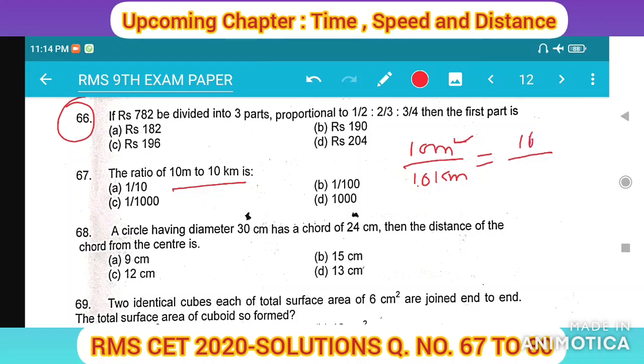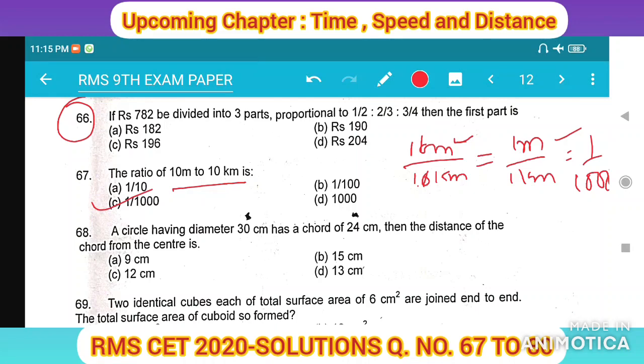First of all, can we cancel this one? This 0 gets cancelled, so the expression becomes 1 meter upon 1 km. 1 kilometer is equal to 1000 meter. So 1 meter upon 1000 meter is 1 by 1000. This is the correct answer, C.